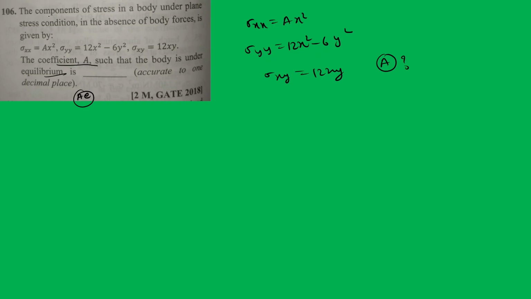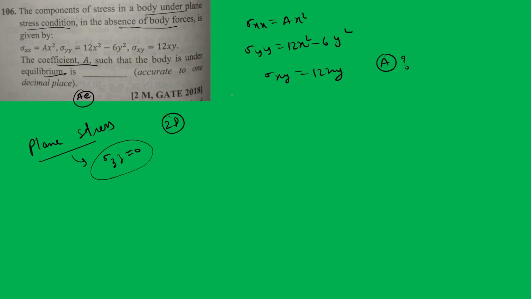The components of stress in a body under plane stress condition in the absence of body forces. Whenever they say plane stress condition, this means that the stress in the third direction, sigma z, will be approximately 0 or much less. So stresses in the third direction will be 0, and we will treat it as 2D.